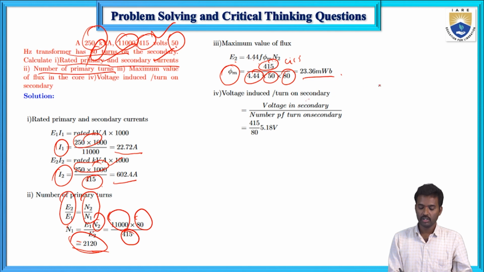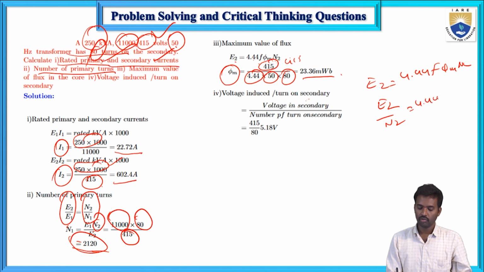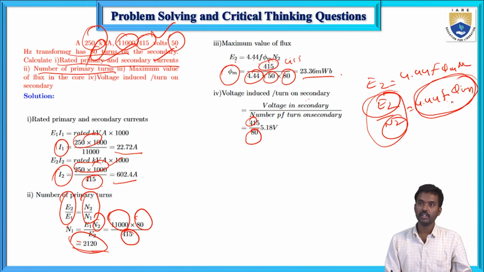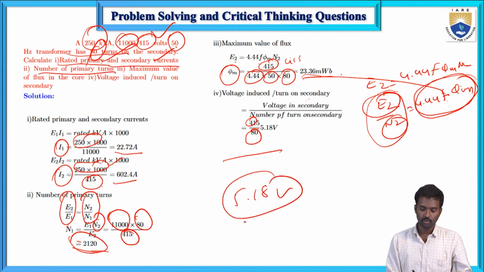Now the EMF per turn on the secondary. E2 equals 4.44 f φm N2, so E2 by N2 equals 4.44 f φm. You can substitute the φm value here, or find 415 volts divided by 80. You can solve this problem in two ways: substitute E2 and N2, or substitute the frequency and the maximum value of flux. You will get the same value, 5.18 volts EMF per turn.